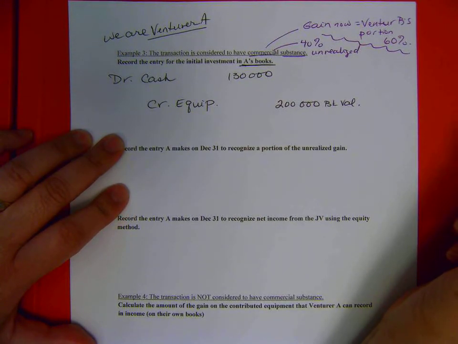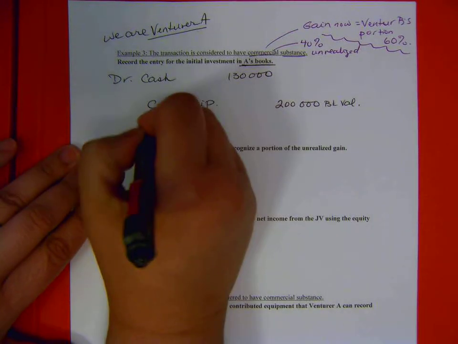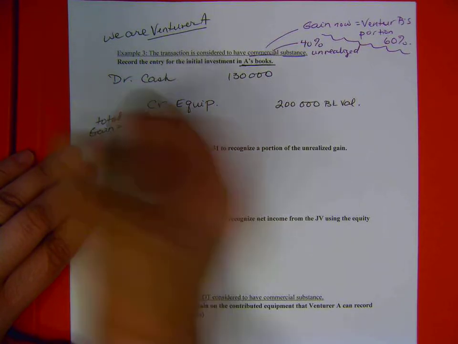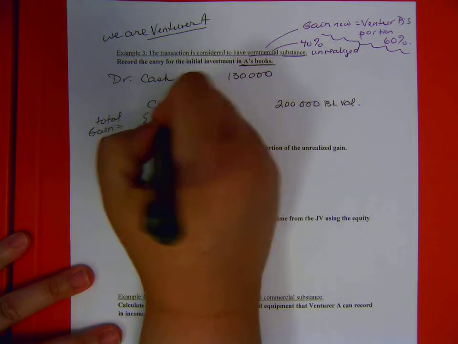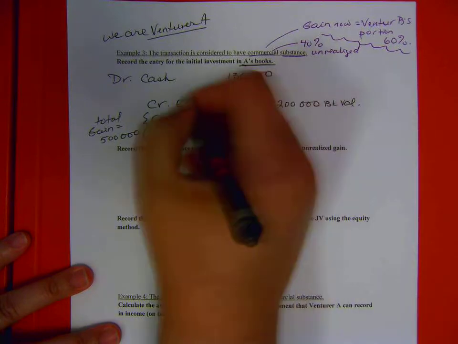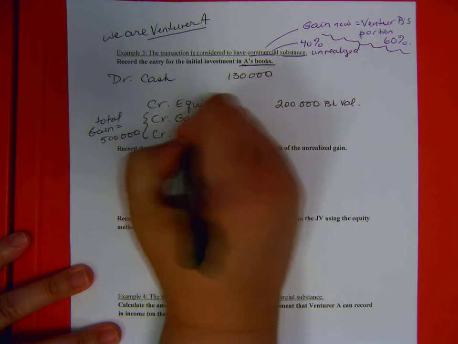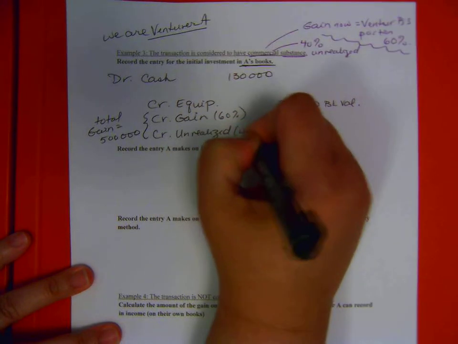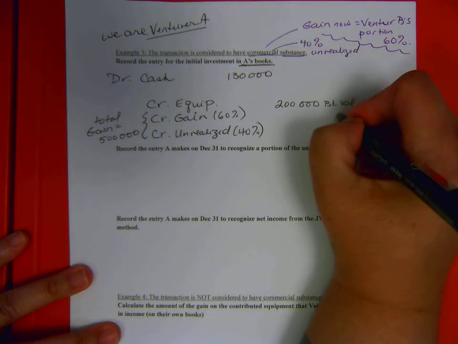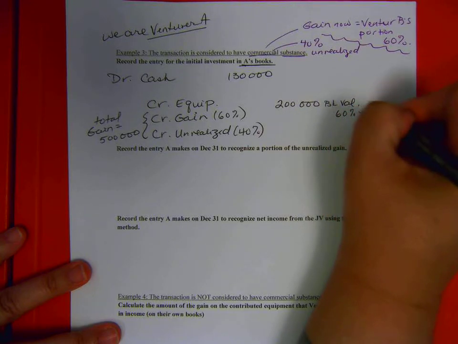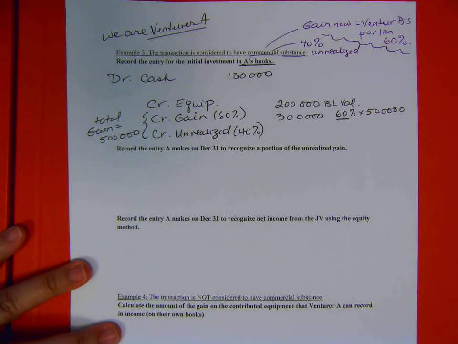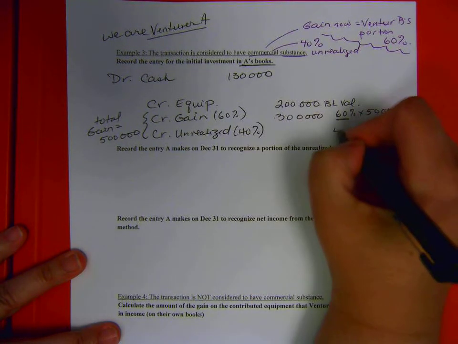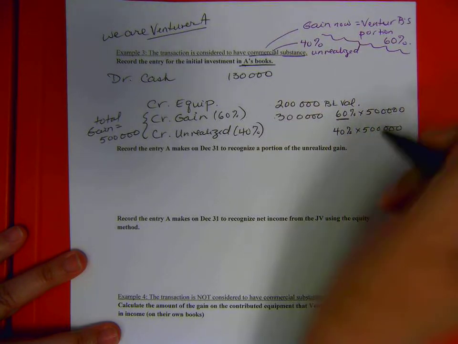So, we also have a gain to recognize on the equipment. We're going to have a total gain of 500,000. Part of that we can recognize right now because there was commercial substance, and that's going to be 60% of it. And part of it has to be unrealized because that is our portion. So 60% times 500,000 is 300,000, and that's the gain. Venture B, they're looking at the gain going, yeah, that's fine, it's two different parties. The unrealized is going to be what's left over, or 40% times 500,000, and that is going to be 200,000.